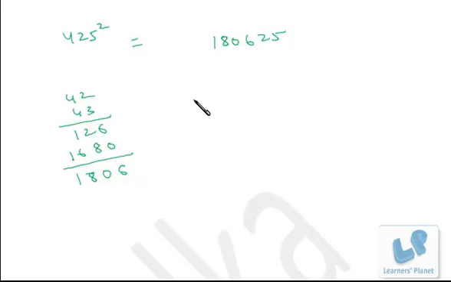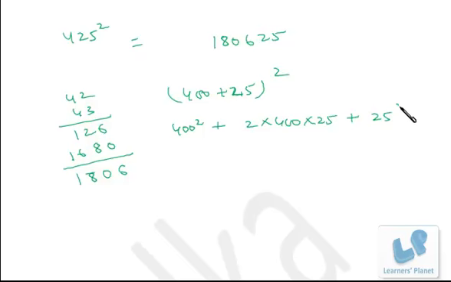Or what you can do is (400 + 25) square. So that is (a + b) whole square. So that is a square plus 2ab plus b square, right? So 4 fours are 16, 160000, plus 25 into 2 is 50, 50 into 400 is 20000, then plus 625, right? So add this over here.